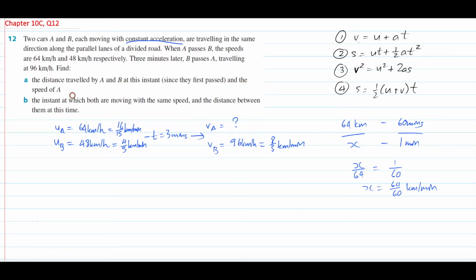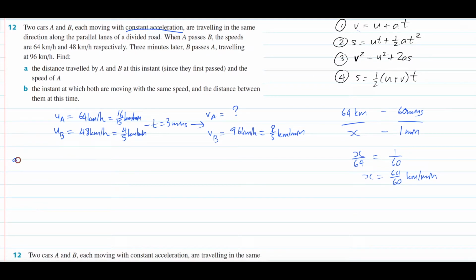See over here, the speed of A. We should draw a velocity time graph to answer these two, but you can also use these four formulas. So let's have a go. Try answering part A. So for the velocity time graph, I'm going to draw one up here. Hopefully this is a good one.